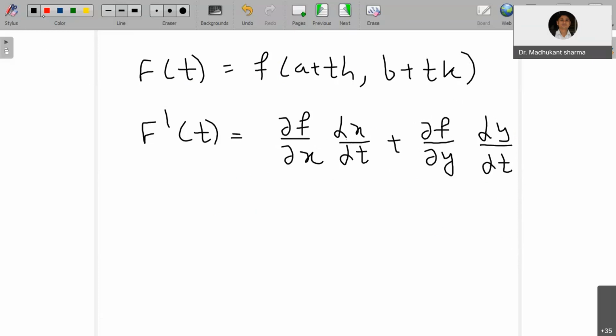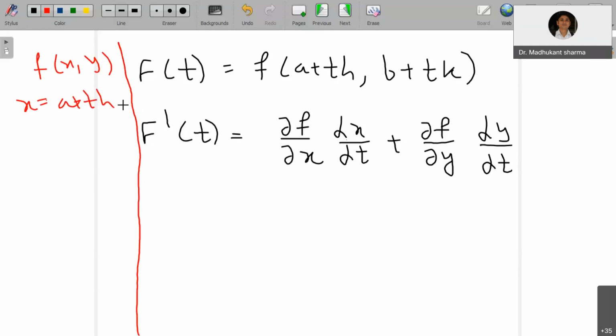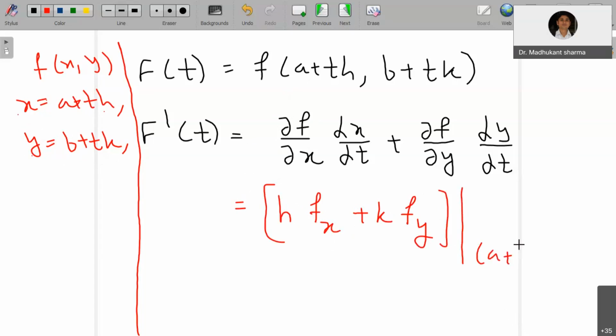Okay, so what are x and y? I'm just going to mention here, you have the function f of x comma y, and you have x equals a plus th and y equals b plus tk. So this is a continuously differentiable curve. dx by dt is what? h. dy by dt is k. So this is going to be h times fx plus k times fy. f dash of t is this, and they are evaluated at a plus th comma b plus tk. Right? Okay, so this is what is happening here.